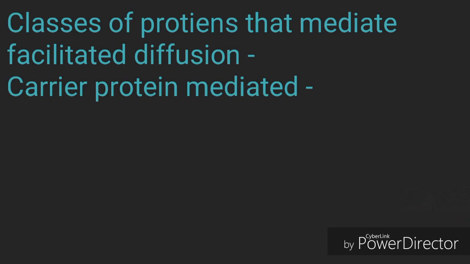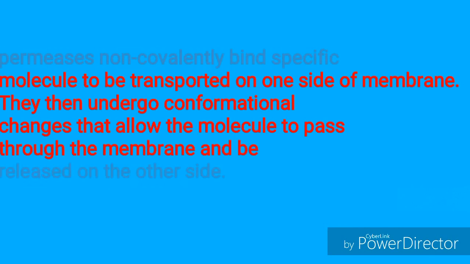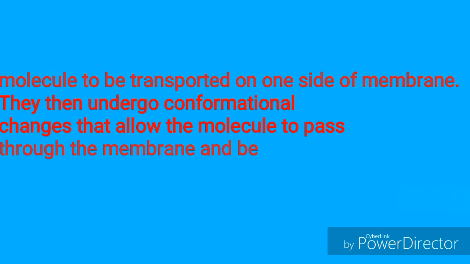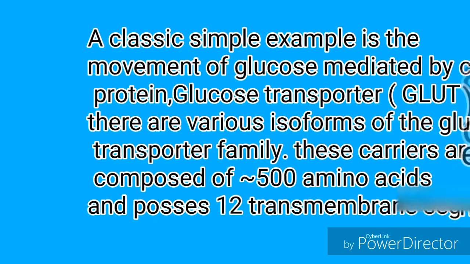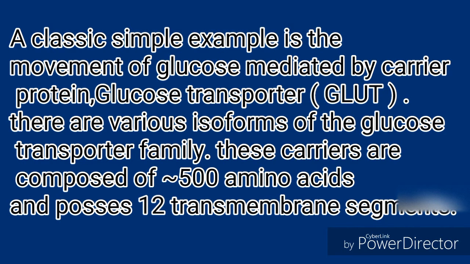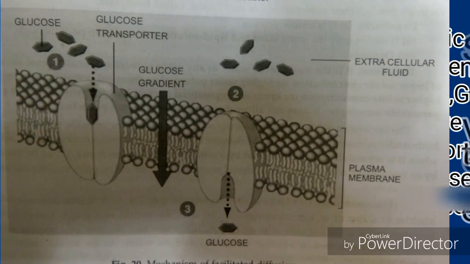Carrier protein mediated. Carrier proteins called transporters or permeases non-covalently bind specific molecules to be transported on one side of the membrane. They then undergo conformational changes that allow the molecule to pass through the membrane and be released on the other side. A classic simple example is the movement of glucose mediated by carrier protein, glucose transporter, GLUT. There are various isoforms of the glucose transporter family. These carriers are composed of 500 amino acids and possess 12 transmembrane segments.